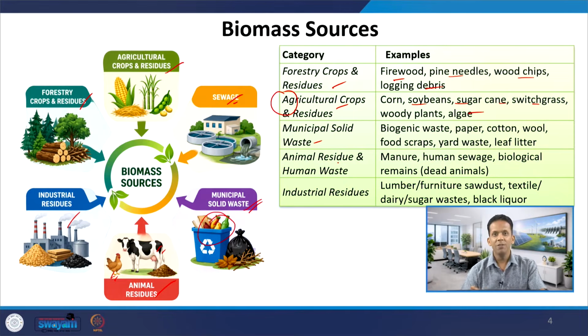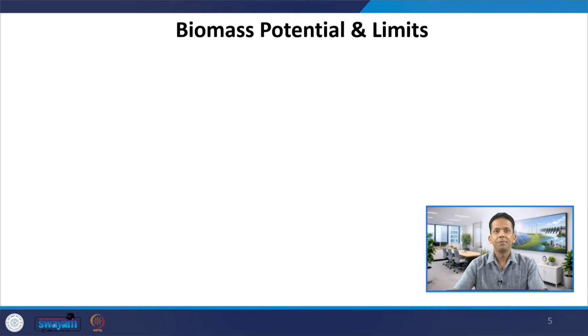Municipal solid waste, biogenic waste, paper, cotton, wool, food scraps or leaf litter. Animal residue will include manure and human sewage and dead animals, and industrial residues will include the carpentry industry waste, dairy, sugar industry, textile industry or black liquor. So, all those things are the examples of different categories of biomass sources.